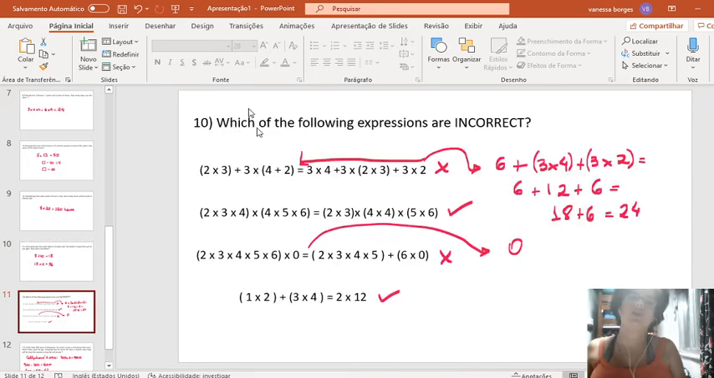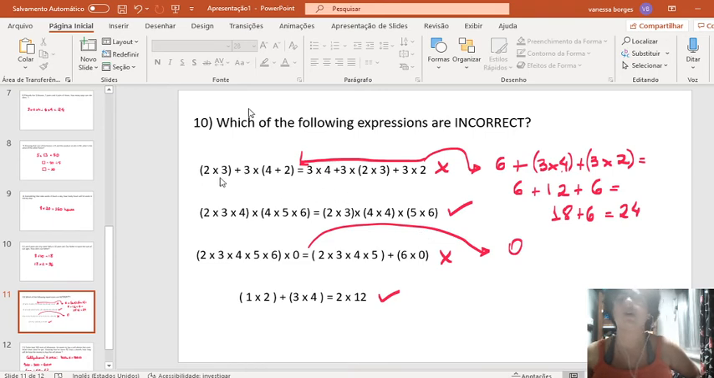Then question 10. Which of the following expressions are incorrect? So the first one is incorrect. Why? Because I have to apply the distributive property, and it isn't done here, okay? So the left side I kept here continuing the correct way. I made 3 times 4 plus 3 times 2, and then I continued. 3 times 4 is 12, 3 times 2, 6, and then I added everything. That gives me 24.